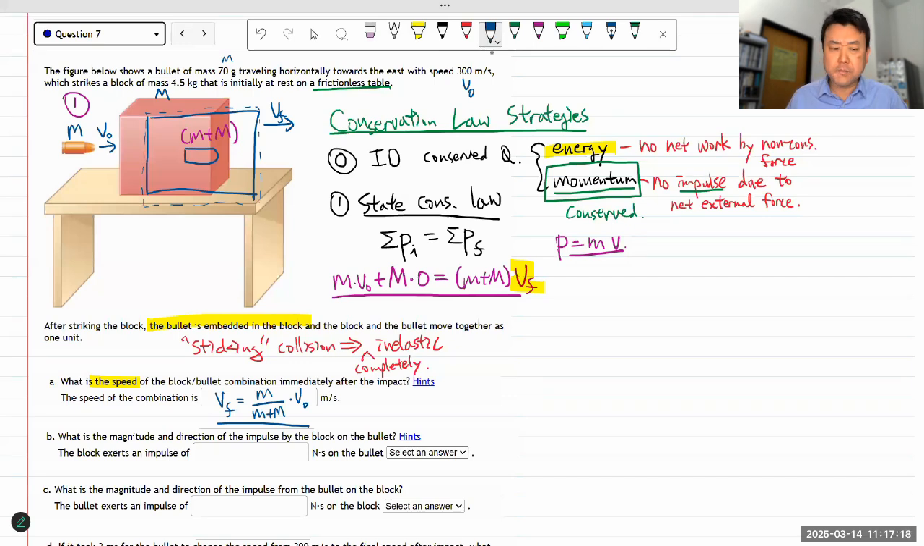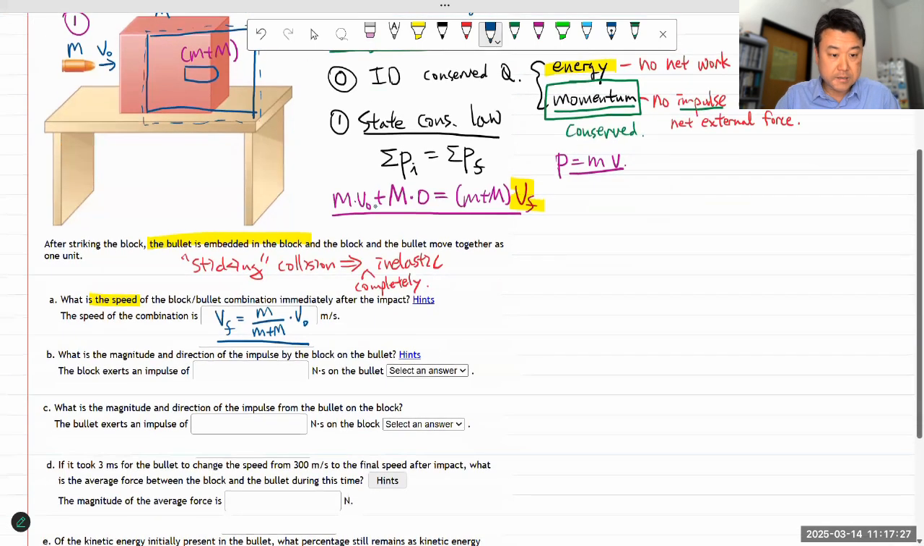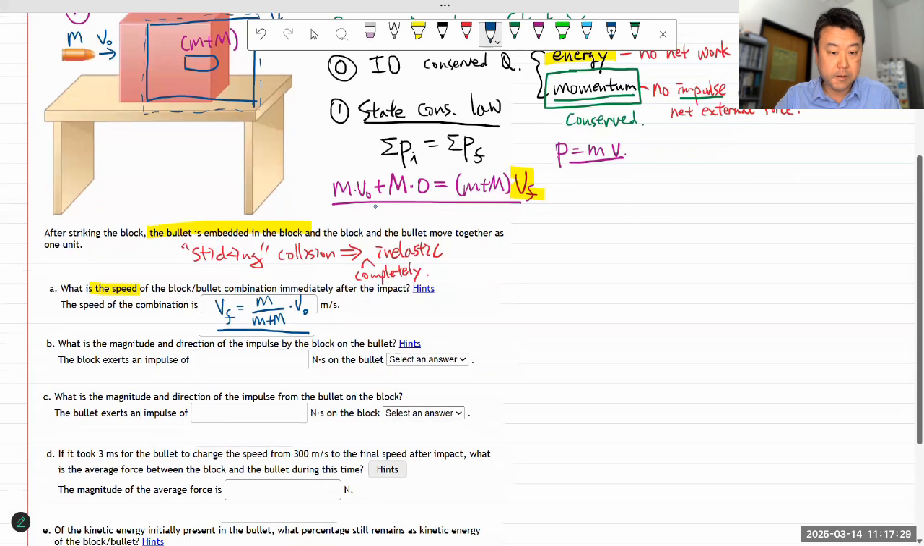And I'll plug in all the numbers at the end and just type it into the homework system to make sure I didn't make a mistake. Okay, part B. What is the magnitude and direction of the impulse by the block on the bullet? Oh, okay. So let me just doodle a little bit to make sure that I understand.